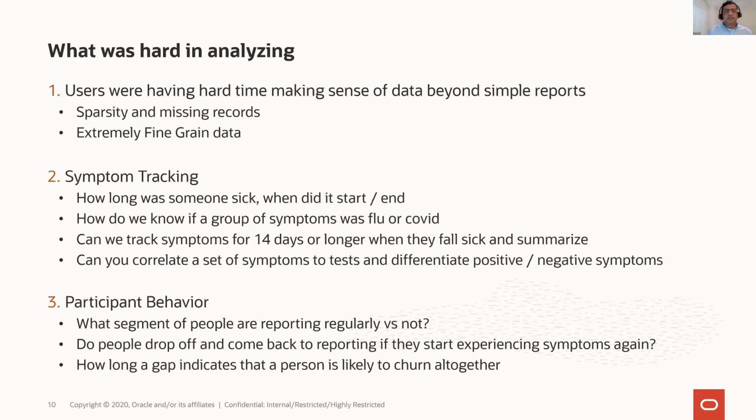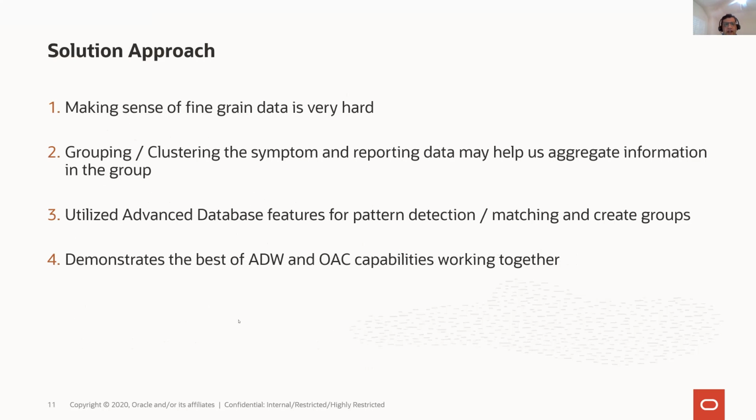So that was another question they were having a hard time with. Another hunch they had was that if there's a gap between the reports of a particular person, they're more likely to churn altogether. But again, given the stream of data, it was hard to quantify and say, is there really some indicative factor there?